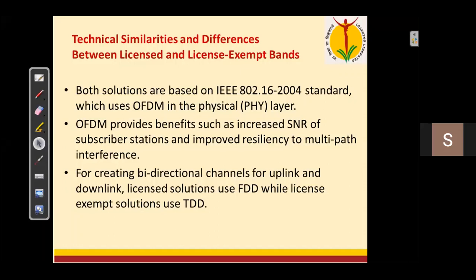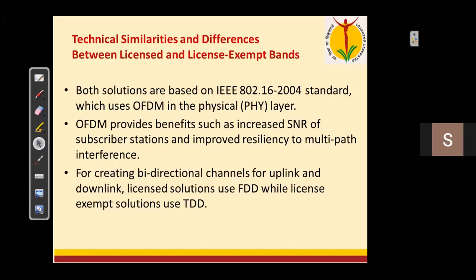So what is the advantage of OFDM in mobile technology? It increases the SNR, which is nothing but the signal to noise ratio of the different subscribers, and it removes the multipath interference which exists between the two. See, whenever the signals are transmitted, I will take it ahead. I will show you afterwards.